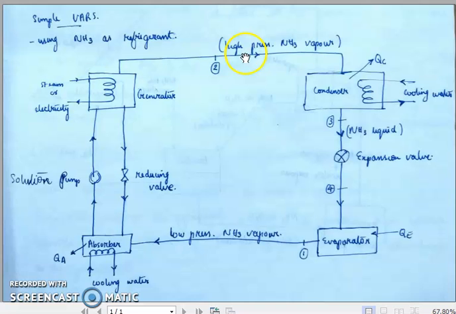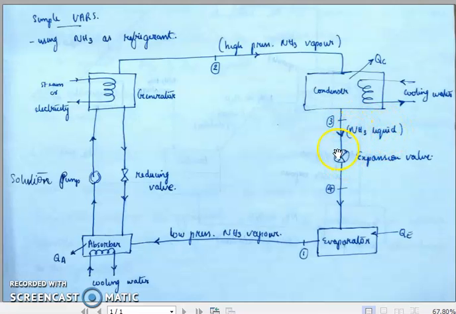The high pressure ammonia vapor so formed will be admitted to the condenser, where it will be rejecting the high heat which it has absorbed from the evaporator towards a cooling water circuit. This cooling water circuit will remove the heat content of this high pressure ammonia vapor, turning it into ammonia liquid. So here ammonia vapor is getting condensed at this condenser to form ammonia liquid, but still this ammonia liquid is at a very high pressure state.